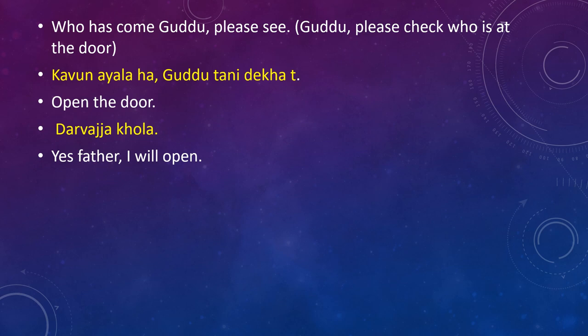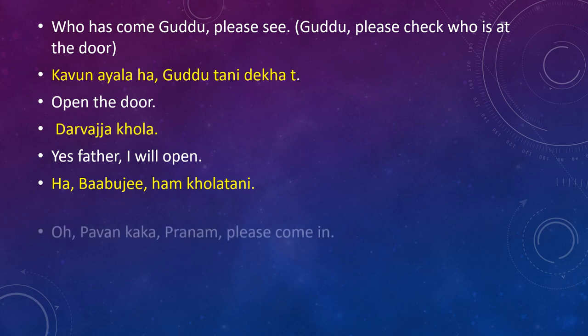Yes, father, I will open. So, generally in Bhojpuri, father is called Babuji. So I have just taken that. Ha, Babuji, hum kholta ni. Or, ha, Babuji, hum kholat hain. Ha, Babuji, yes, father, hum kholta ni. As I have always been telling repeatedly, there is no tu or tum in Bhojpuri. It's not singular. In Hindi we say main kar raha hu, hum kar rahe, that changes. But here everything is hum. I also becomes hum. So I will open, hum kholta ni or hum kholat hain.